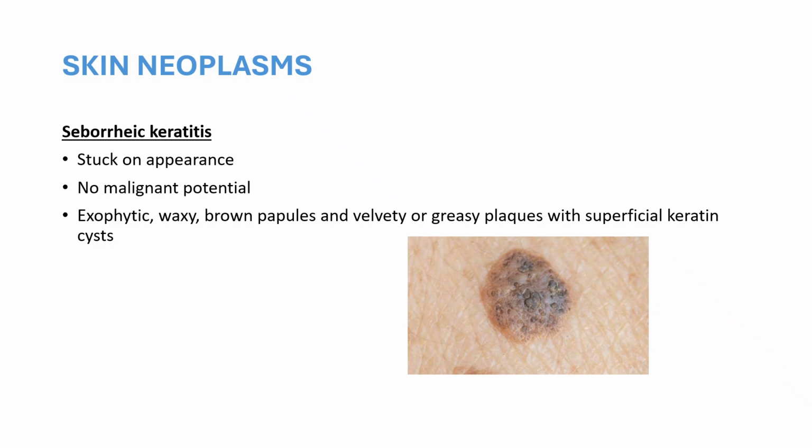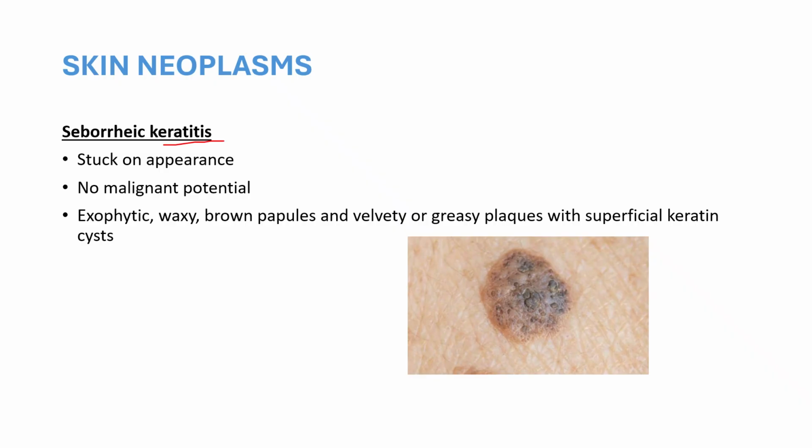Now we'll come to the last topic, which is skin neoplasms. Okay, there are pre-malignant conditions and the actual malignancies, which are mainly three: basal cell carcinoma, squamous cell carcinoma, and malignant melanoma. We'll see how they are different and what all are important regarding them.